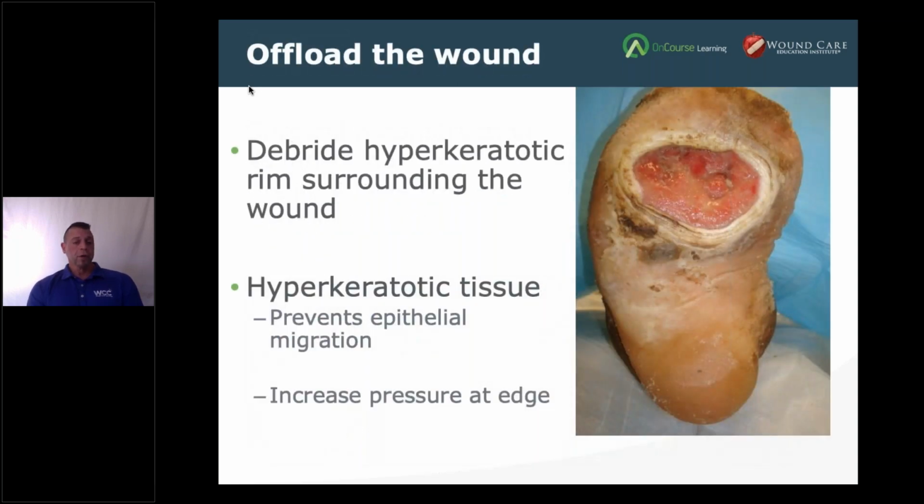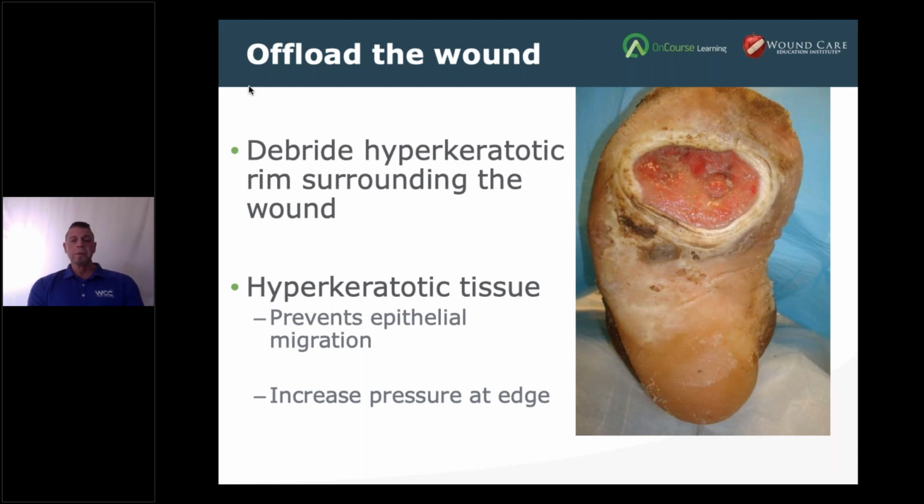Obviously, we need to offload the wound, okay? And that's looking at it from a lot of different things. Number one, typically with our diabetic ulcers, especially our plantar surface wounds, they're going to have that hyperkeratotic tissue around the rim, or the callus, okay? One, that callus is going to prevent epithelial migration. In order for epidermal cells to migrate across a wound and close it, they come from healthy epidermal cells. Well, callus is dead epidermis and skin. So until you remove that, you're not going to get good reepithelialization.